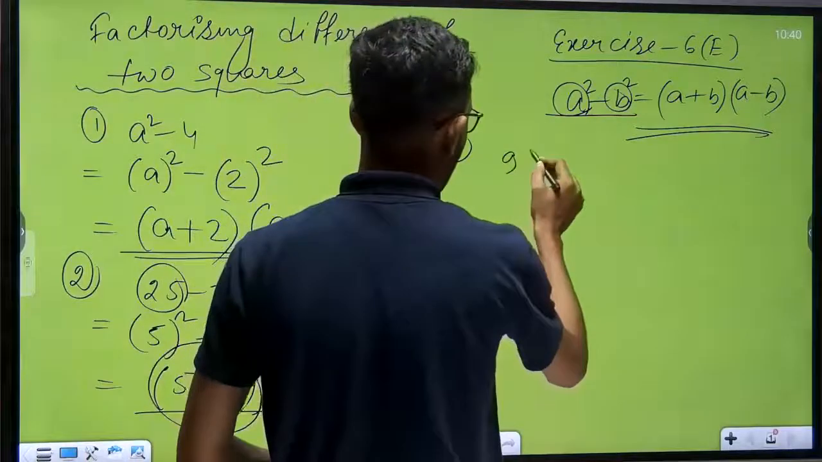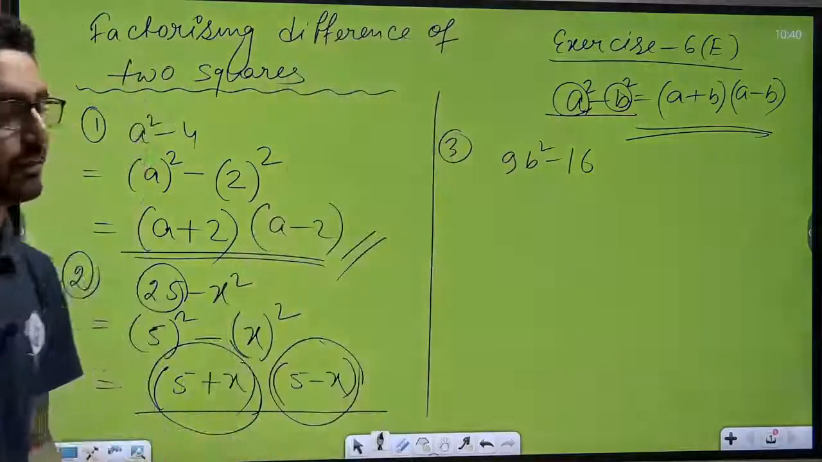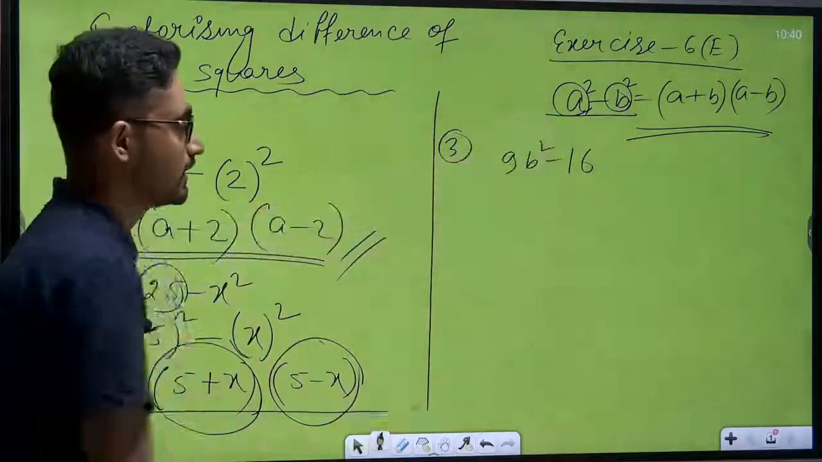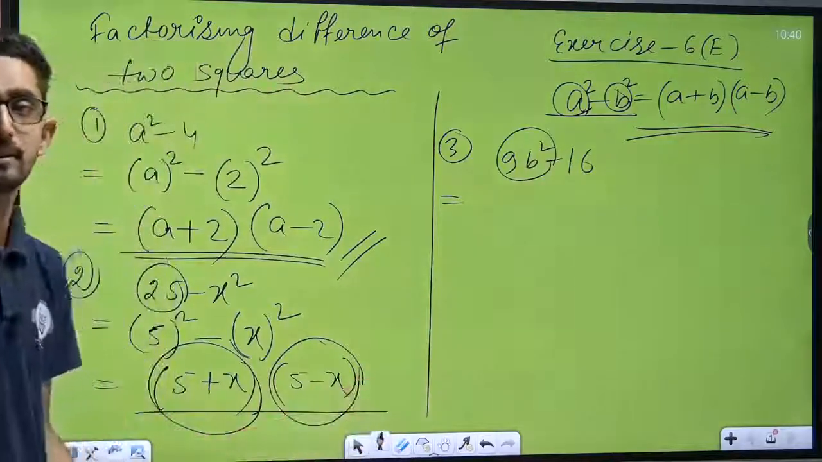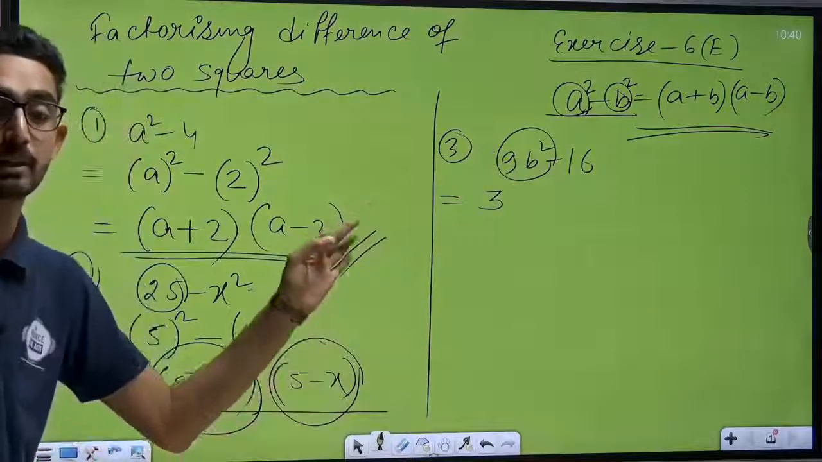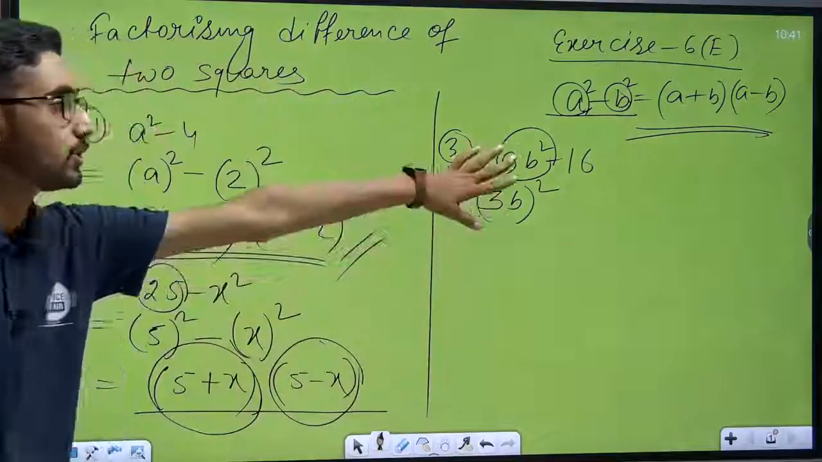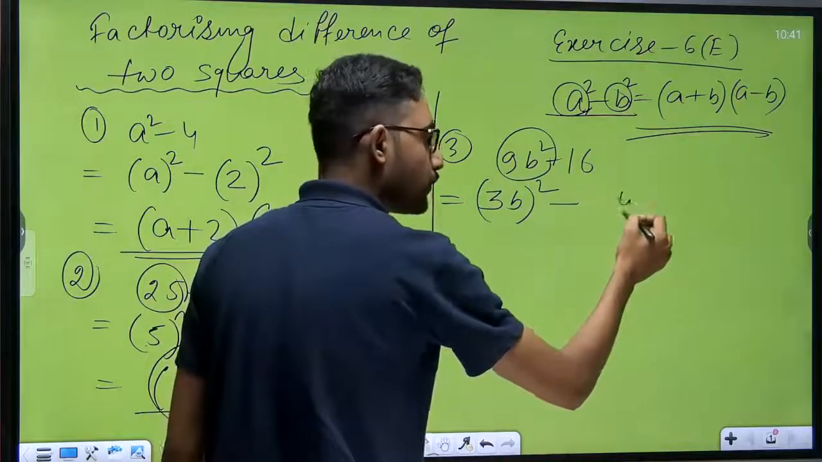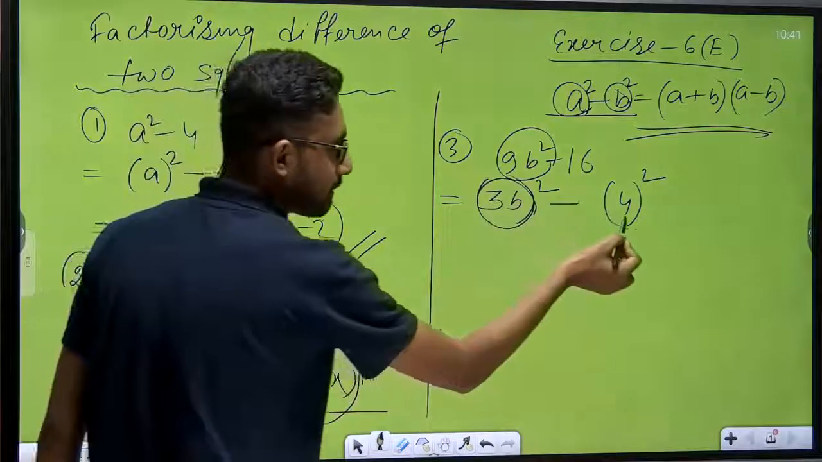Now 9b square minus 16. Again, in a similar way, try to understand what is the value of a and what is the value of b. So 9b square, which number squared, anyone? 3, not just 3, we can say, because b square is also there, that's why we can say (3b) whole square. Write down (3b) whole square, because we can't ignore b square. And here 16 is equal to 4 square. So this is the complete a and this is the complete b.